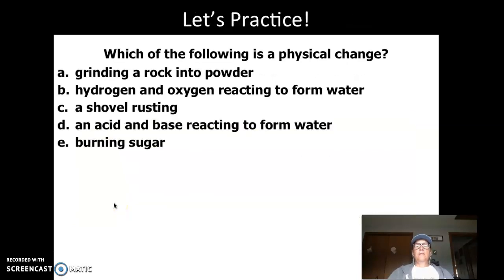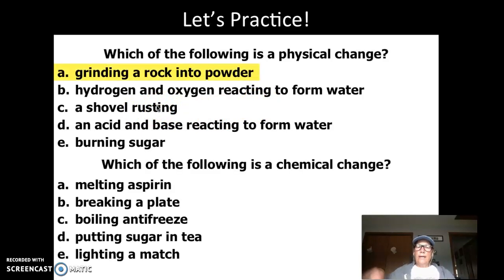All right, which of the following is a physical change? We're grinding a rock into powder. We have hydrogen and oxygen reacting to form water. We have a shovel rusting. We have an acid and base reacting, and we're burning sugar. Well, here we have burning. We have reacting and reacting. Rusting, we said, was a chemical reaction, so it has to be A. Okay, go away. Which of the following is a chemical change?